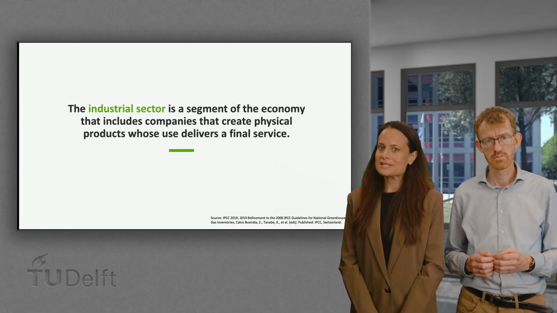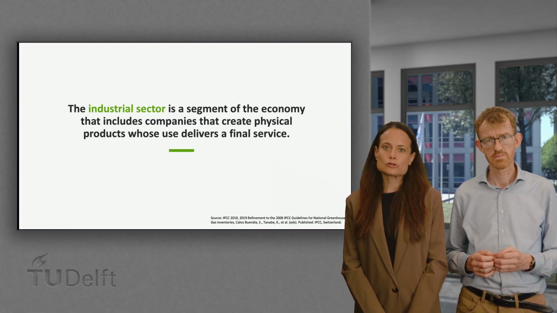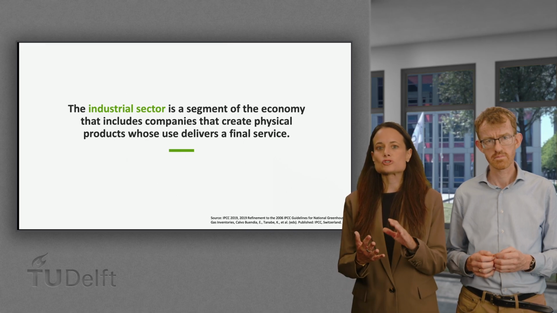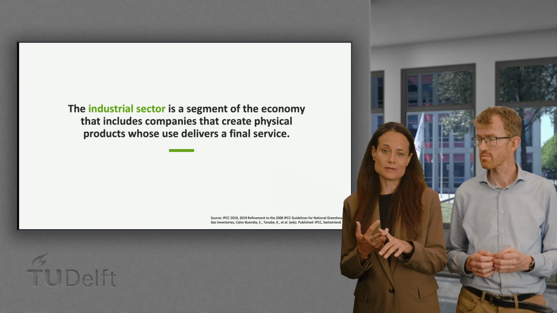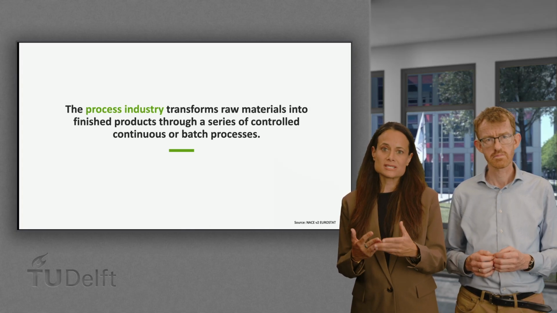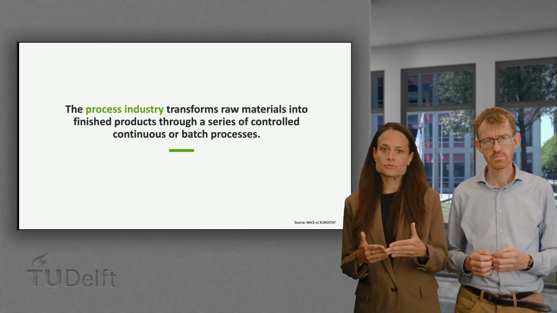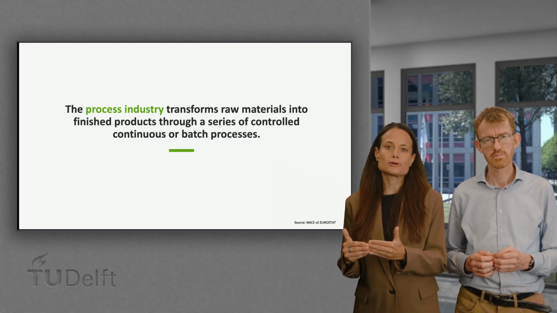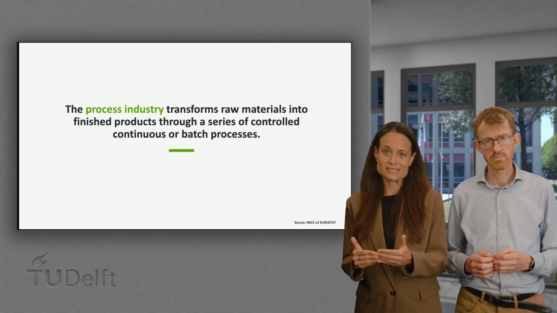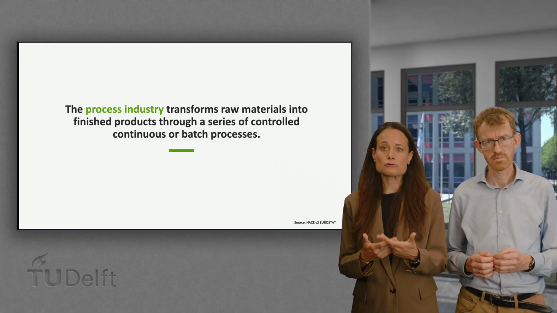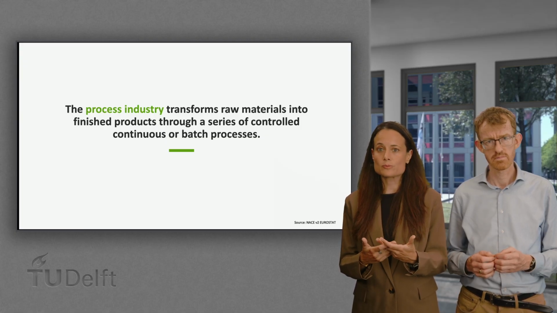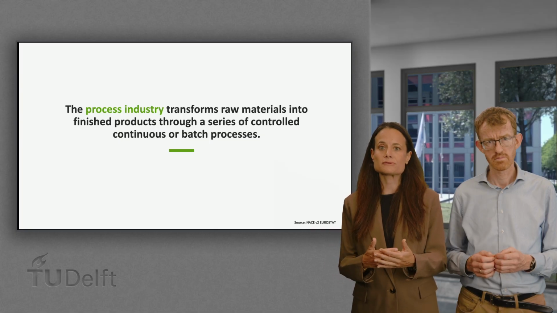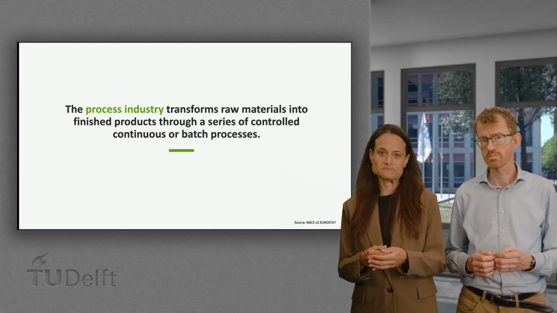The industrial sector is a segment of the economy that includes companies that create physical products that provide a service. It includes manufacturing, construction, and production. The process industry refers specifically to industries that transform raw materials into finished products through controlled processes, batch or continuous processes. These industries play a crucial role in supporting global supply chains, driving economic growth and advancing sustainability through waste reduction and energy efficiency.